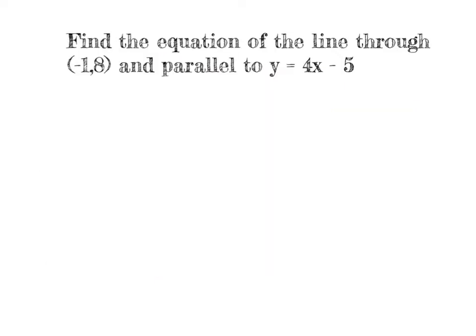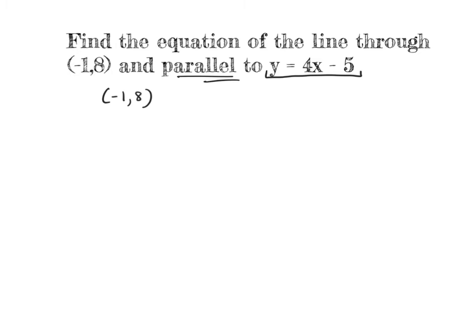Jump forward here. The second type of problem is find the equation of the line through -1, 8. So they've given us a point, and they've said parallel to this line, y equals 4x minus 5. Well, how does that help us? Remember, the other day we had to have 2 points to find the equation of the line, or we had to have a slope and a point.